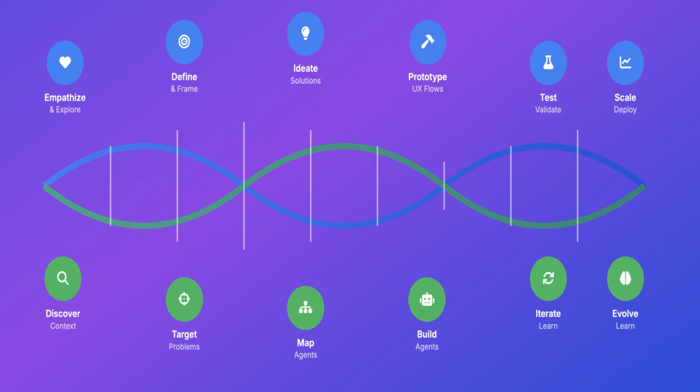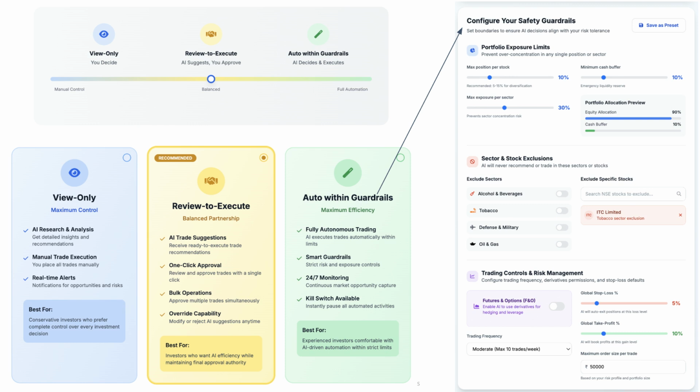We're committed to creating seamless synergy between AI agents and human interaction, blending the principles of design thinking with the power of agentic design to deliver truly intelligent, human-centered experiences. Every investor is different, and so is their comfort level with automation. With AlphaTree, we intend to allow you to choose how much control you want.